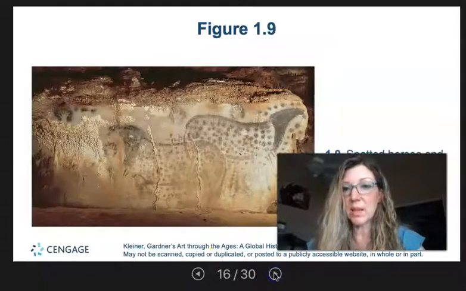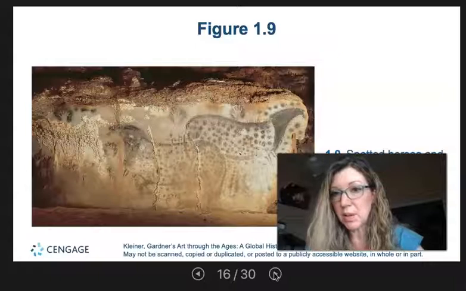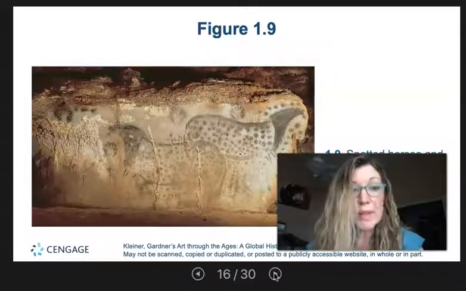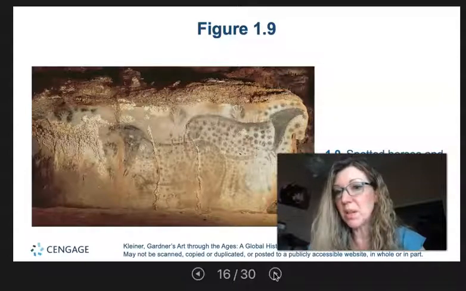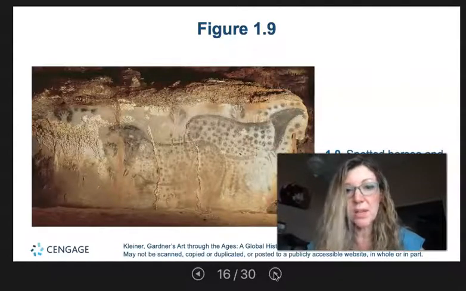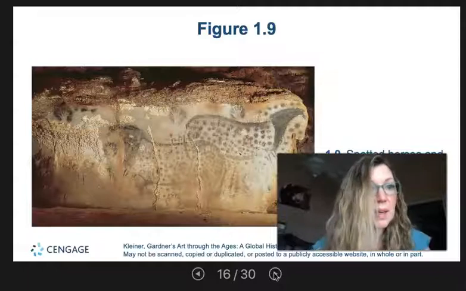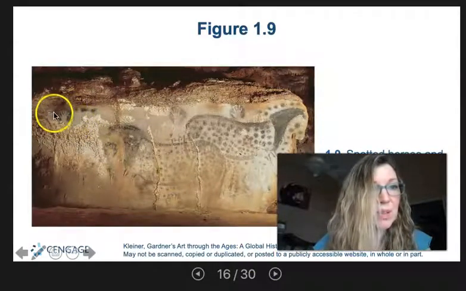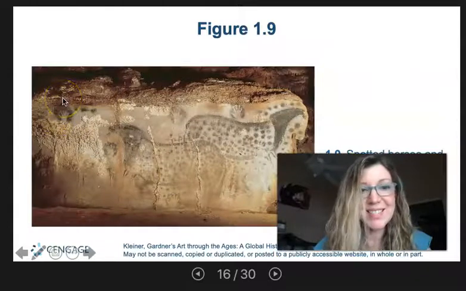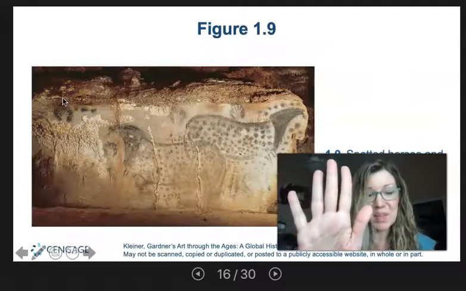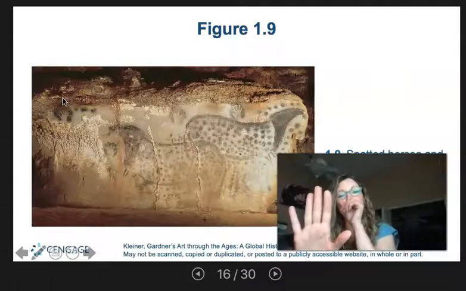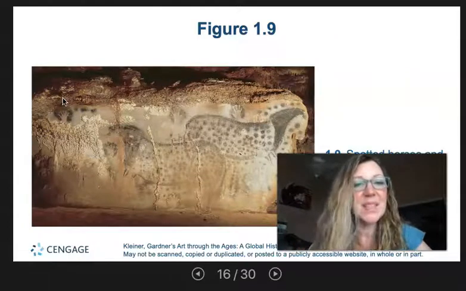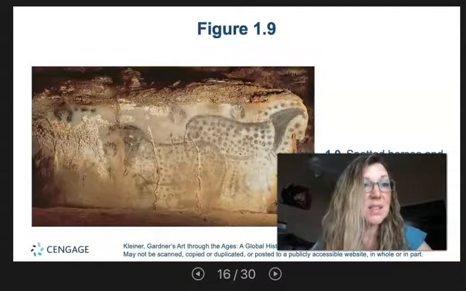Okay, this artwork's kind of fascinating when you think about how it appears to have been created. Historians believe the artist used a hollow reed to blow pigment onto the surface, creating the spots on the horses and the negative handprints. So that's really pretty sweet. The artist had to put their hand up there and blow paint through their reed to create that signature.